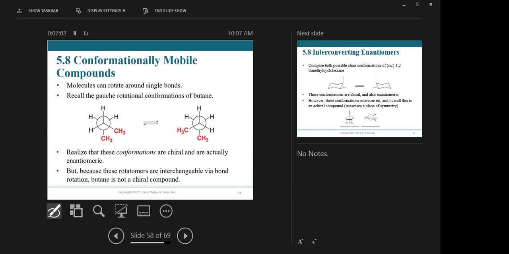But because these rotamers are interchangeable by bond rotation, butane is not a chiral compound because these bonds can keep on rotating. That's what they're saying right there. Yes, we can see this mirror plane, but this methyl group could rotate over here, and now it'd be identical. So that's why they're not chiral.